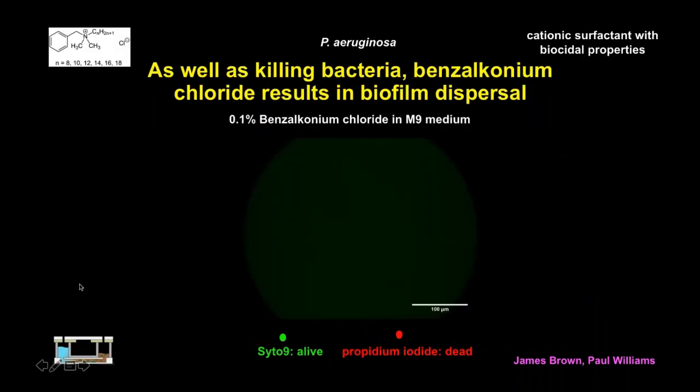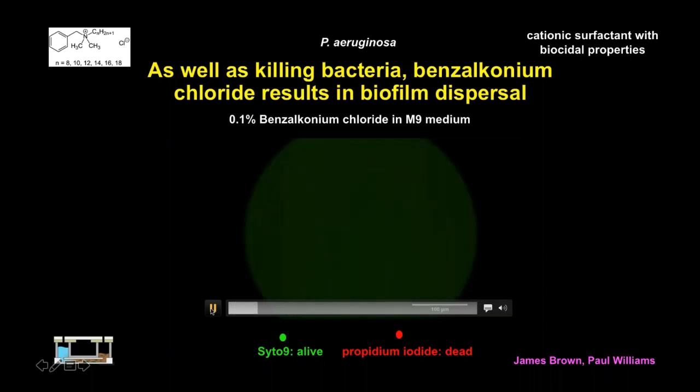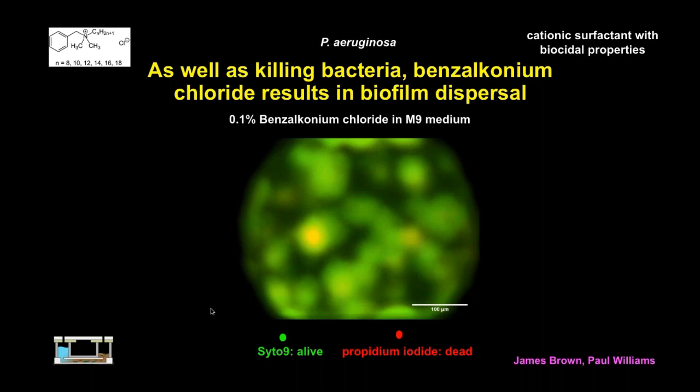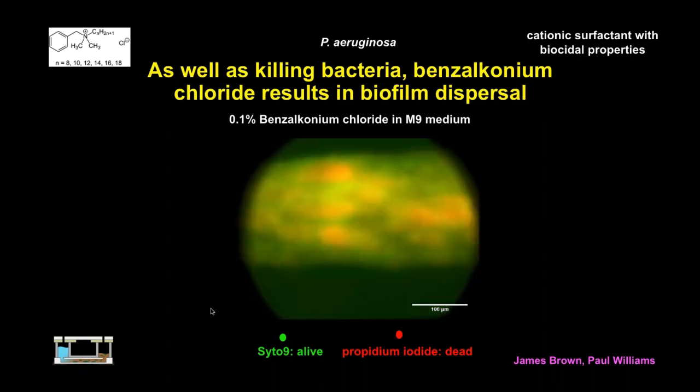To show you one more example, I'm going to show you benzalkonium, because as well as killing the cells, it can also work as a surfactant. Again, we've got cyto9 and propidium iodide staining of live and dead cells, and you'll see in the channel that the green cells are growing well, and then they start to die. It's slightly out of focus on this occasion, but you can clearly see that at the end of the treatment the cell biofilm is sloughing off and being flown away to the outlet tube.